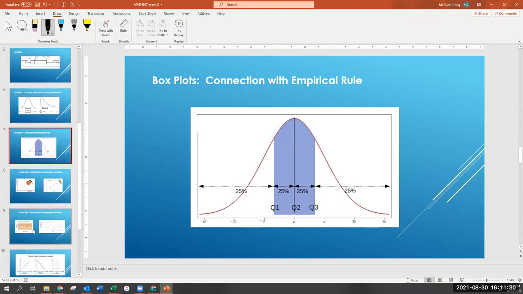What is the advantage to doing that? Well, sometimes people want to know what's going on in your data without the influence of outliers. So that would be it.